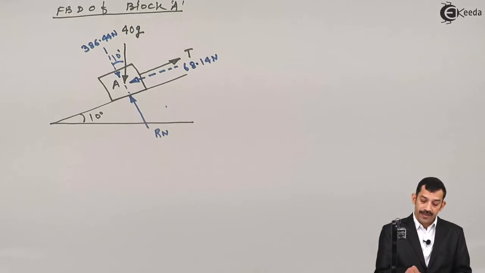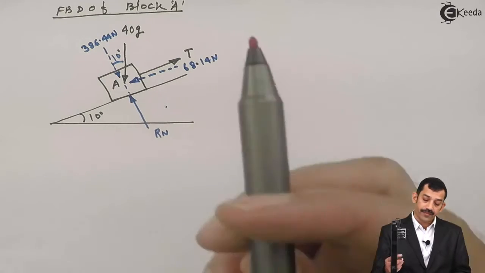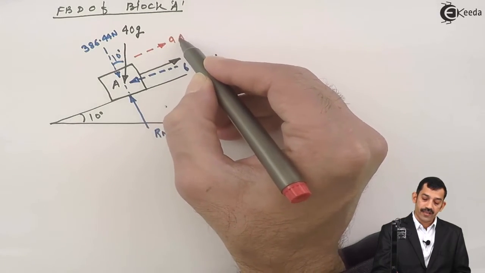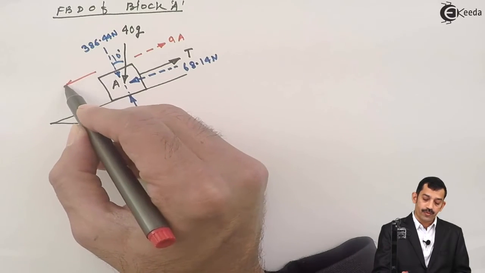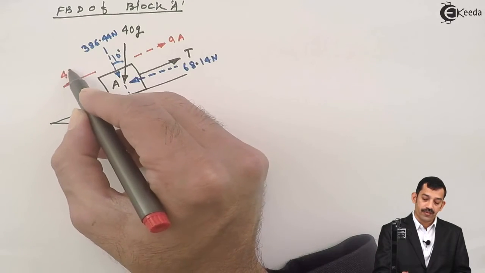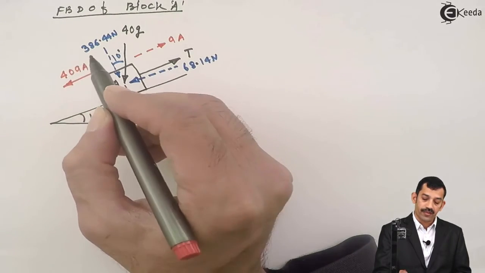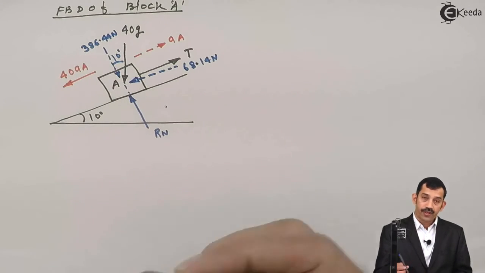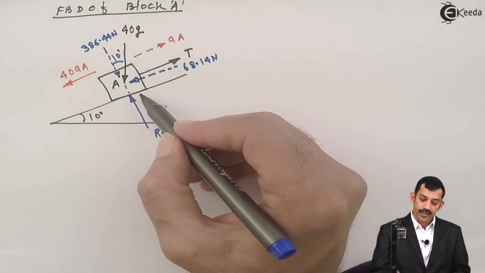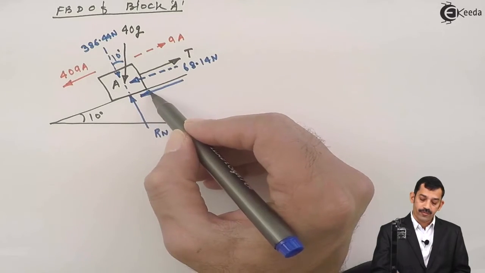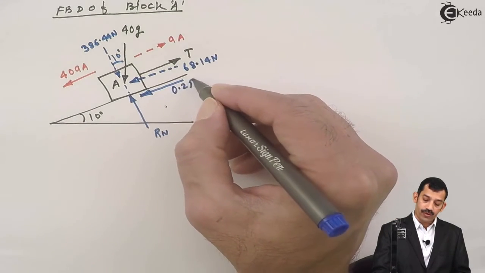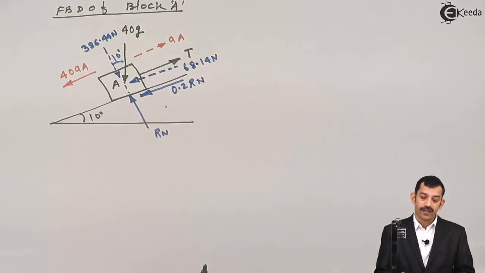This block A accelerates along the plane upward. So what will we get here? This is AA. Inertia force will act in the opposite direction of acceleration. Mass is 40, so we get 40 AA. As the acceleration of the block is in the upward direction, frictional force acts in the opposite direction of motion. So the frictional force is along the plane downward, where mu is given as 0.2. So the frictional force will be 0.2 Rn.